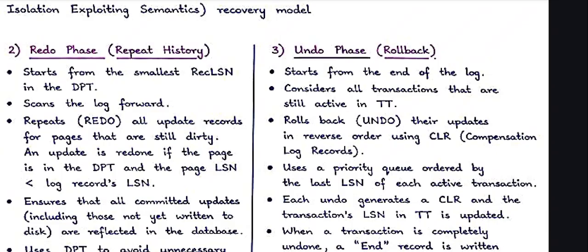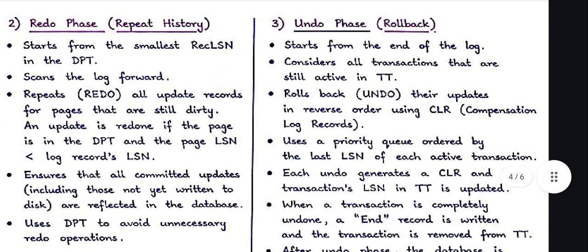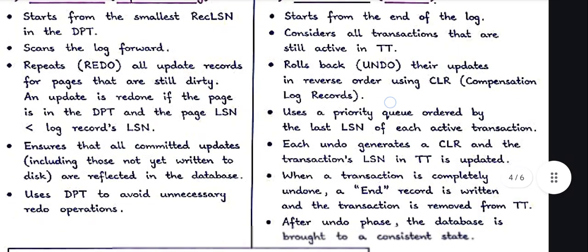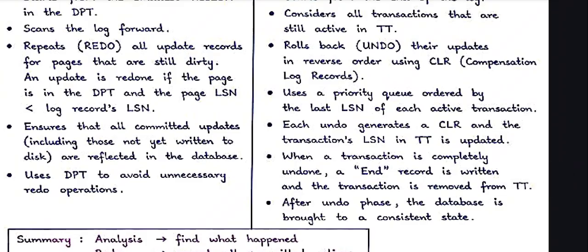Undo phase, or rollback, starts from the end of the log. It considers all transactions that are still active in the TT and rolls back, that is, undoes their updates in reverse order using CLRs, compensation log records. It uses a priority queue ordered by the lastLSN of each active transaction. Each undo generates a CLR and the transaction's LSN in the TT is updated.